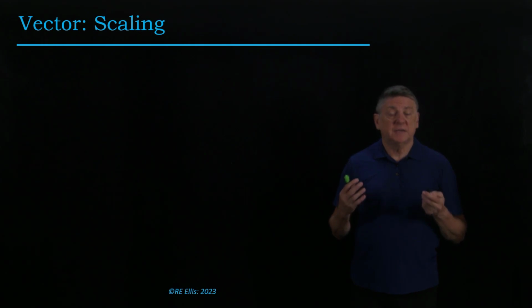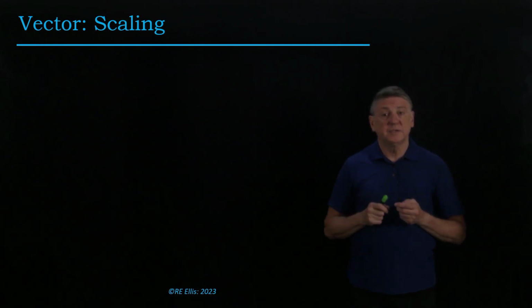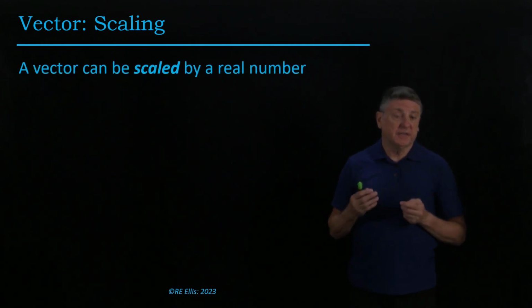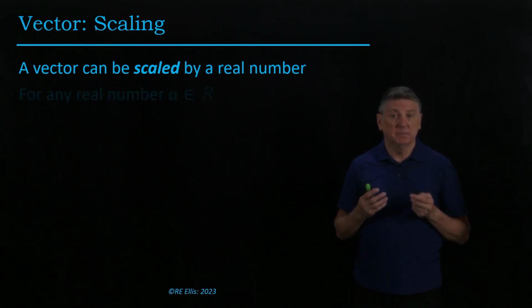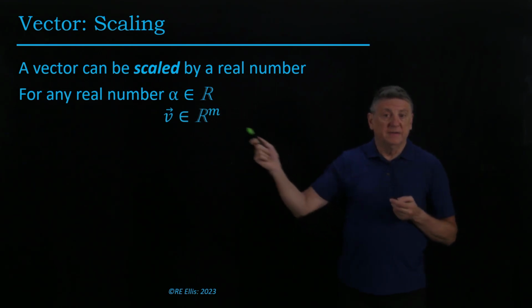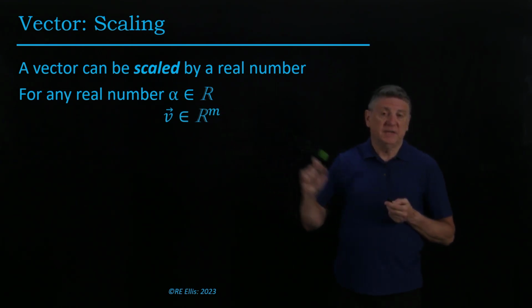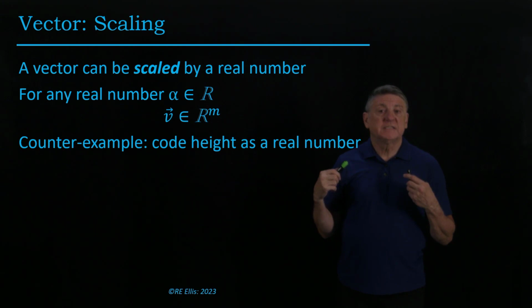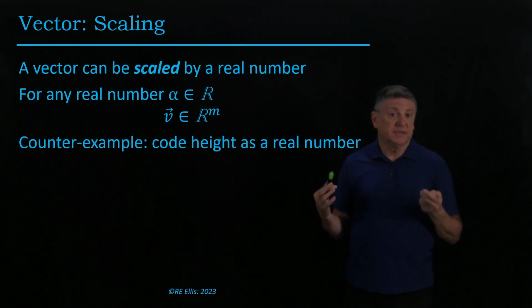A vector has a couple of important properties. One is that you can scale it, and specifically in our case you can scale it by a real number. What that means is, suppose alpha is some real number and a vector v has m real entries. What that means is that alpha times v is a vector.